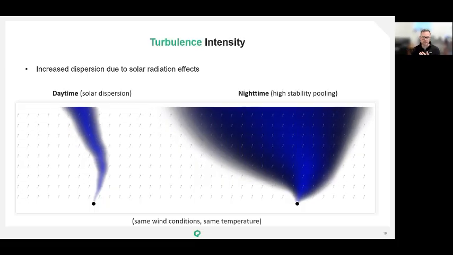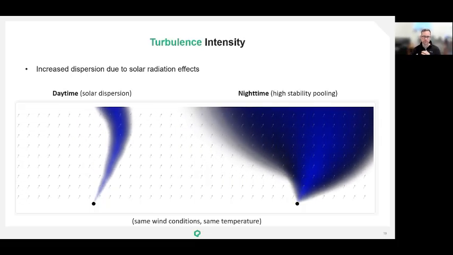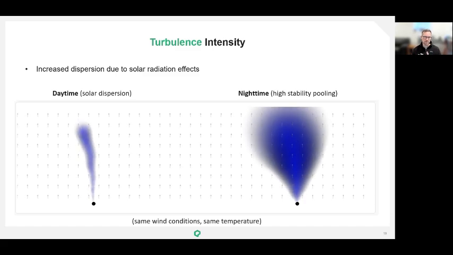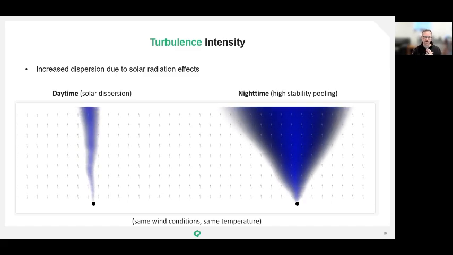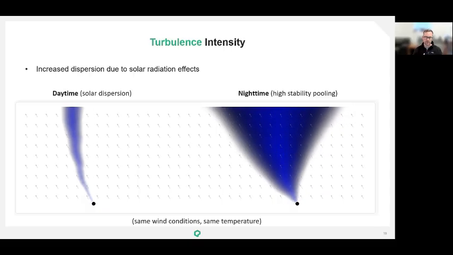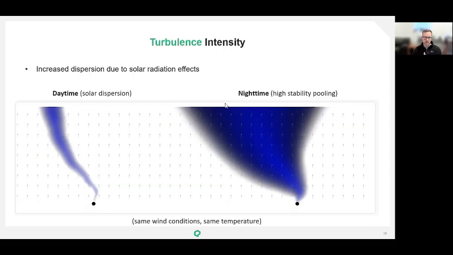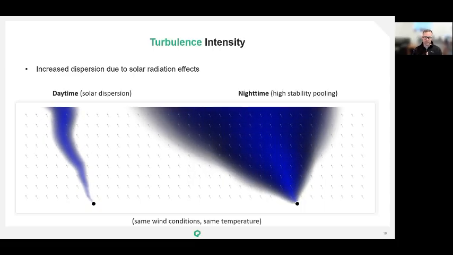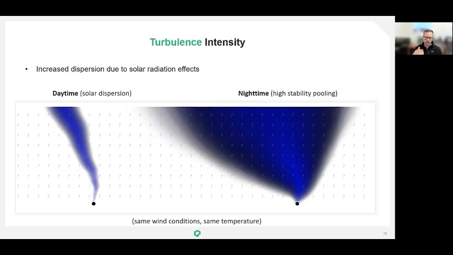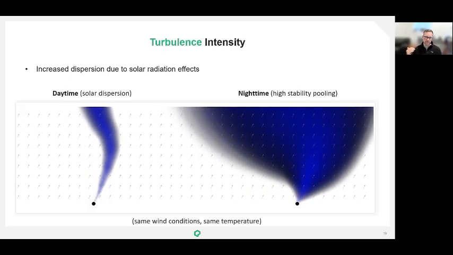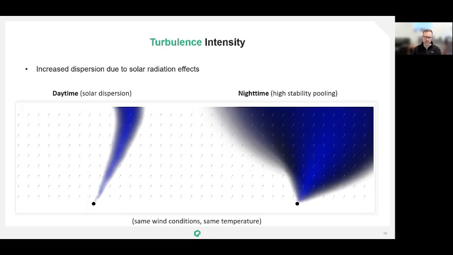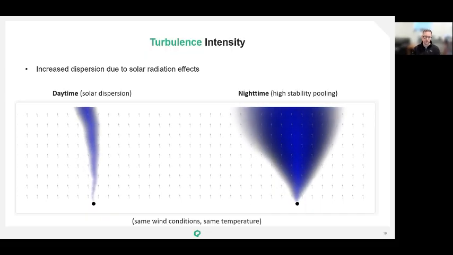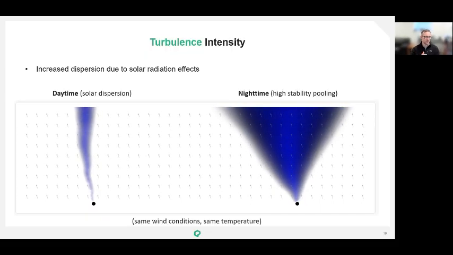This is the same mechanism behind temperature inversions, where you see trapped fog or clouds early in the morning, especially on calm evenings. So this model now incorporates solar angle, based on latitude and time of year, and uses that as a direct input into stability. And so now we better capture both daytime and nighttime dispersion.